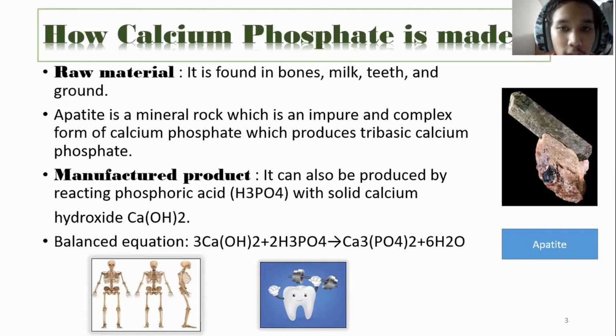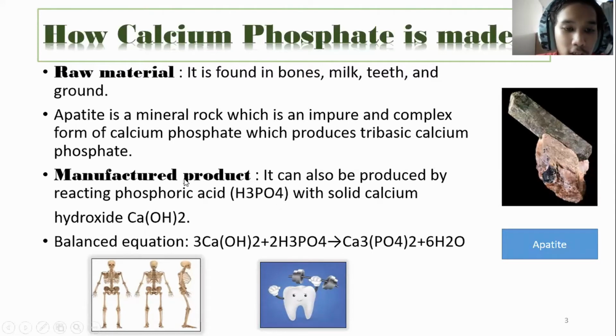So today I will continue with how calcium phosphate is made. So calcium phosphate is made from both raw material and manufactured product. So for raw material, it is found in bones, milk, teeth, and ground. So one of the examples is apatite. Apatite is a mineral rock which is an impure and complex form of calcium phosphate, which produces tribasic calcium phosphate. So this is an example of calcium phosphate, which is apatite that contains calcium phosphate.